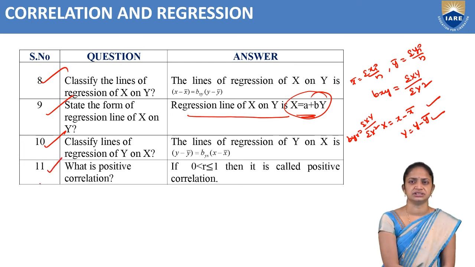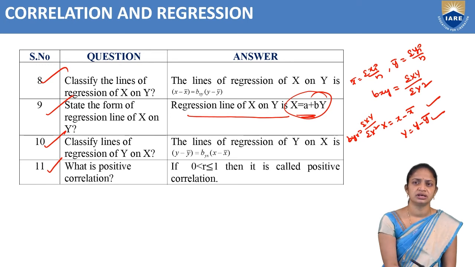The next question is, what is positive correlation? If 0 is less than r less than or equal to 1, then it is called positive correlation. We know that r always lies between minus 1 and 1. So positive correlation is nothing but 0 less than r less than or equal to 1.